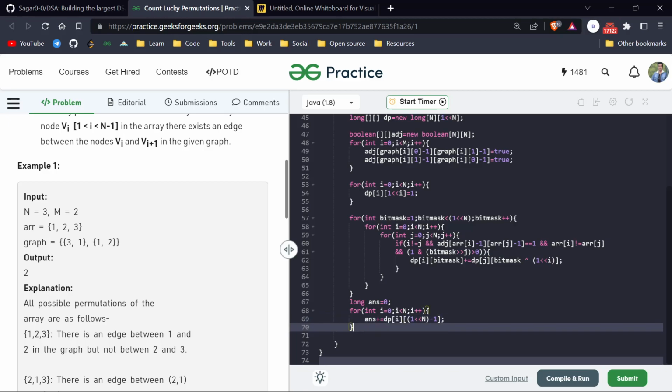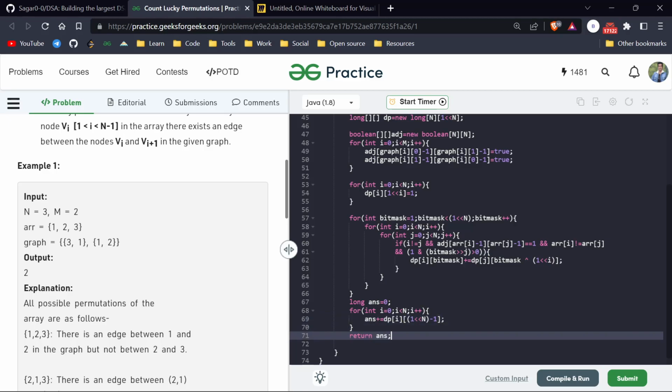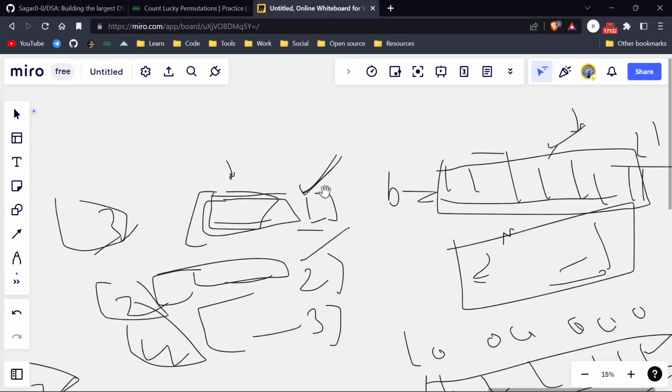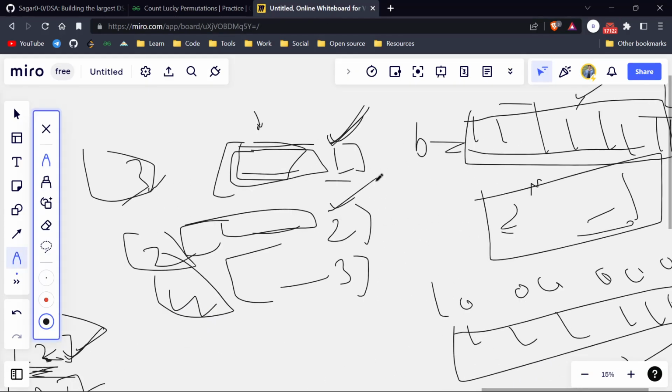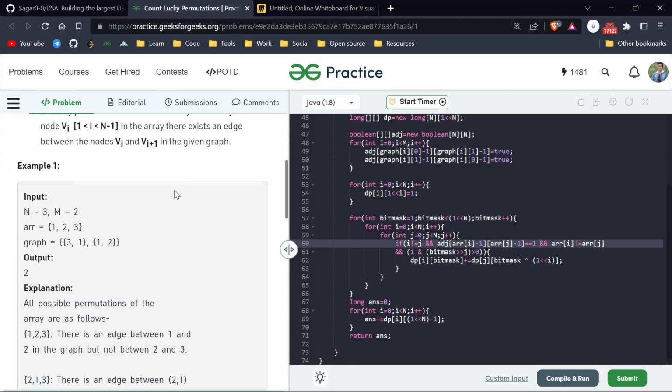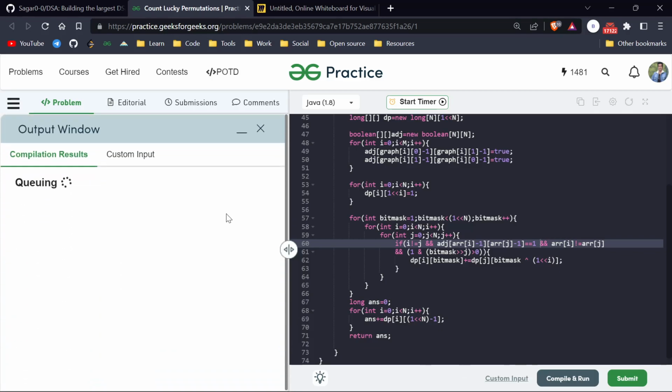And that is it about that, and we'll just return answer. So that is the final answer. We will just add all these values: all the permutations ending with 1, all the permutations ending with 2, all the permutations ending with 3. And we are also maintaining the case that there should be an edge between them. So this is the condition that we have to write, and that is the main condition that we have to check. Okay. So what was the compilation error?